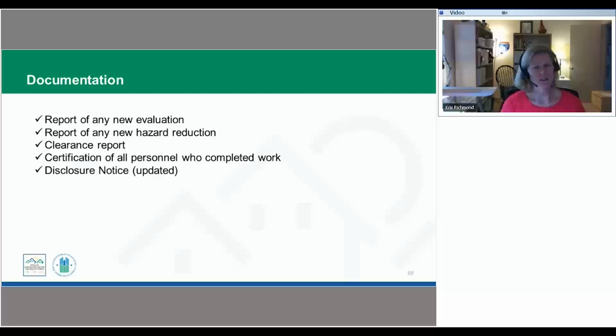If you want to have documentation of that, you want to have reports of any hazard reduction that might need to happen, a copy of clearance if you had to hire someone in RRP to address any hazards that were identified, get a clearance, have copies of that as well. We would have certifications of people trained in RRP, and then we would need to update our disclosure notice if anything happened because we had to do new work.